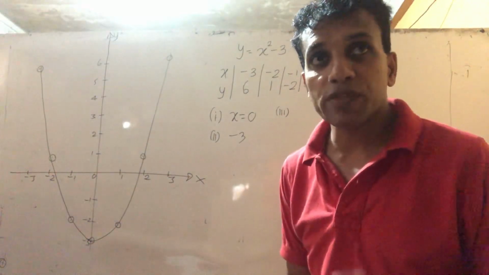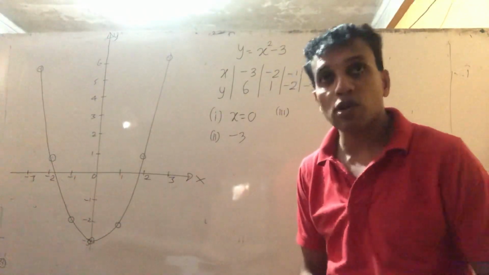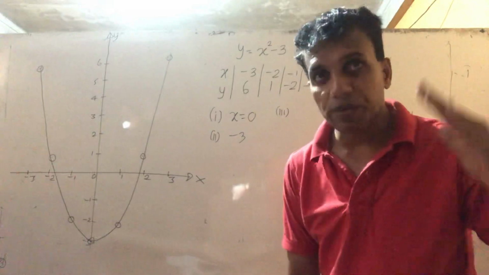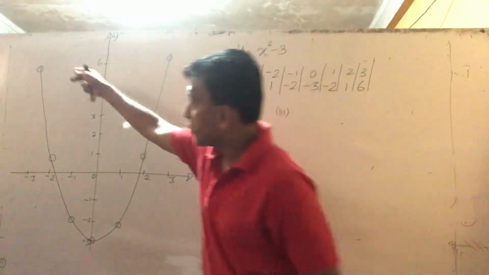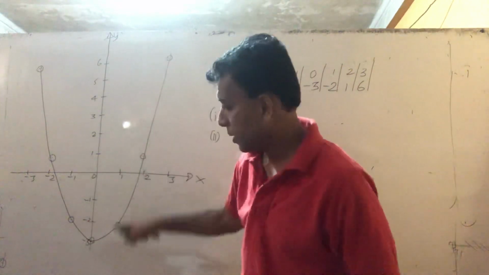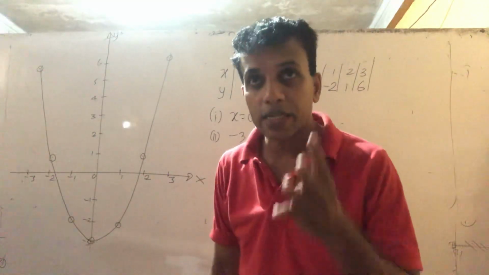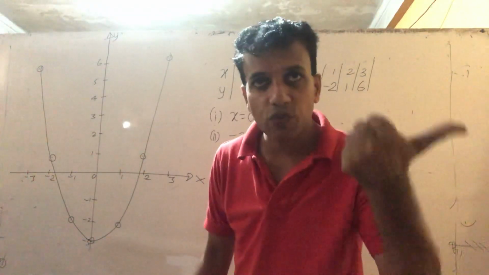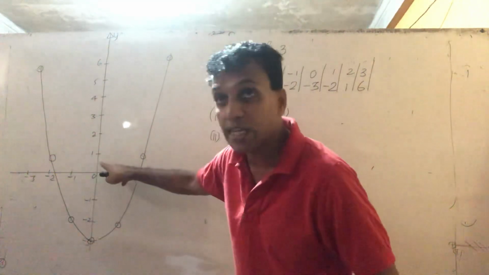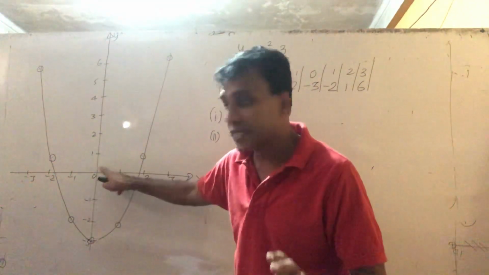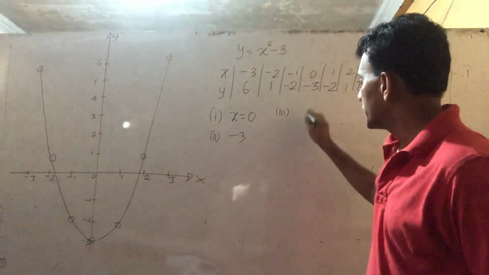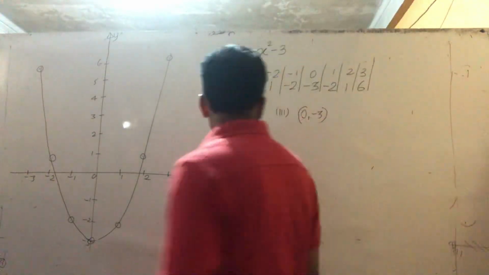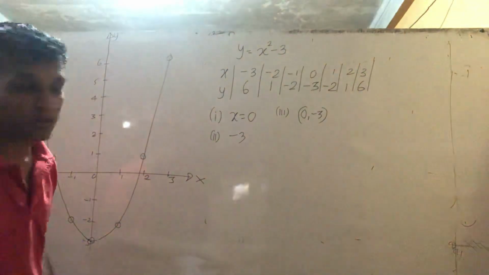Write the coordinates of the turning point. As I mentioned in the previous video, what do you mean by the turning point? The graph comes like this and turns here, that is the turning point, or the minimum point, also called the peak. So what is the coordinate here? What does coordinate mean? X value and y value. What is the x value here? 0. Y is -3. X 0, y -3. So we get 0, -3, right?